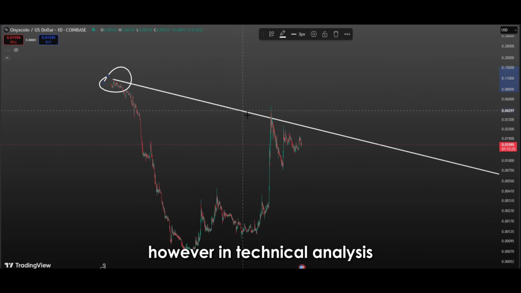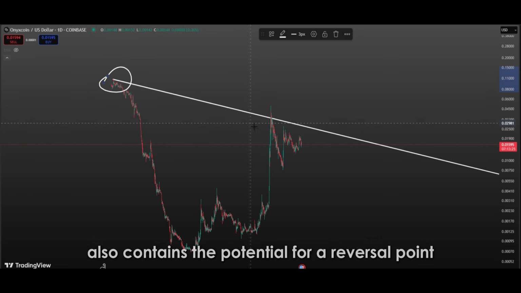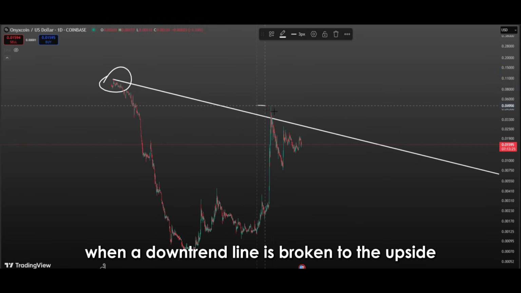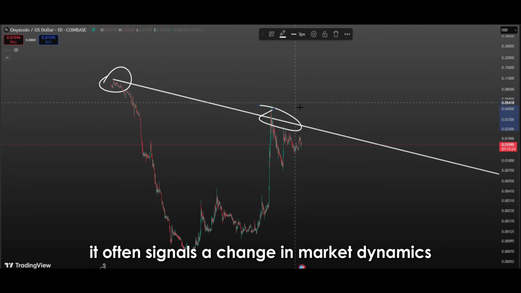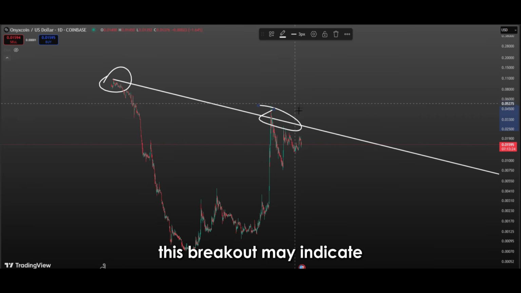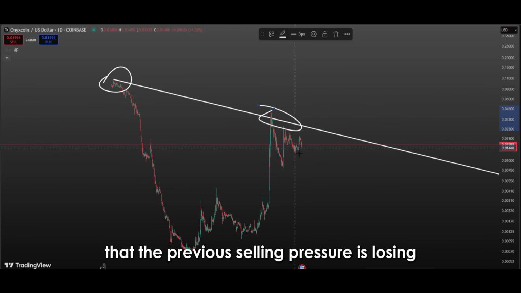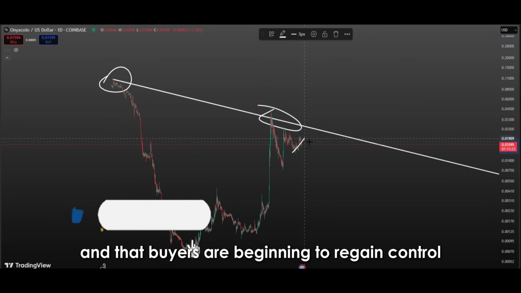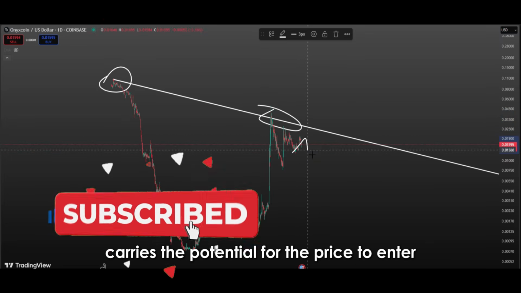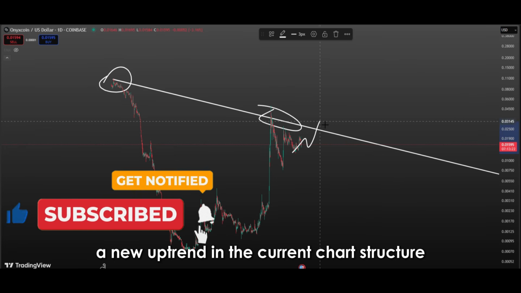However, in technical analysis, every downtrend also contains the potential for a reversal point. Especially when a downtrend line is broken to the upside by the price, it often signals a change in market dynamics. This breakout may indicate that the previous selling pressure is losing its influence and that buyers are beginning to regain control. This situation carries the potential for the price to enter a new uptrend.